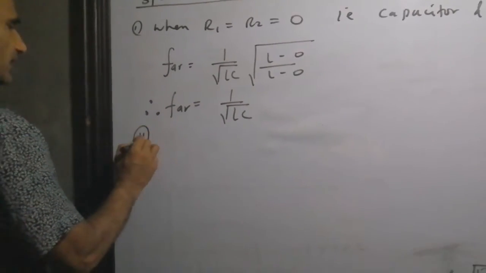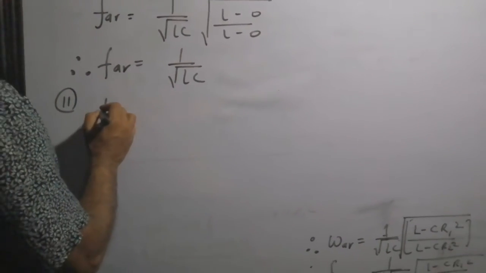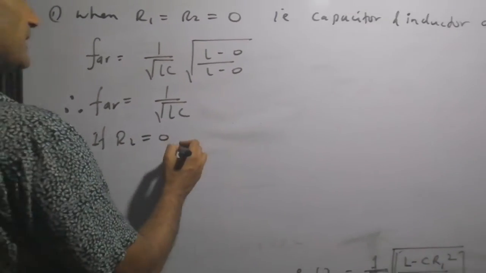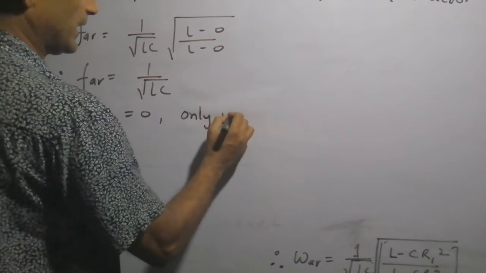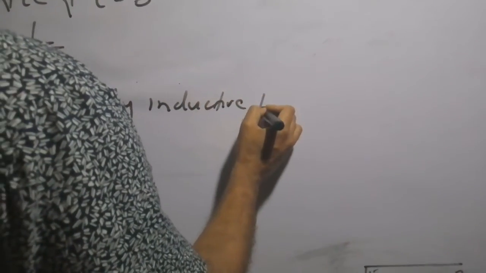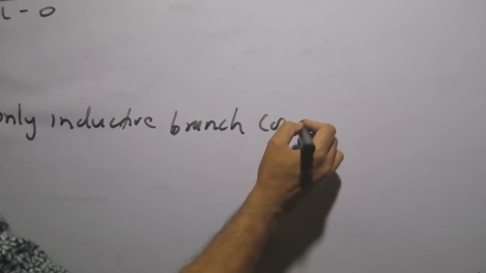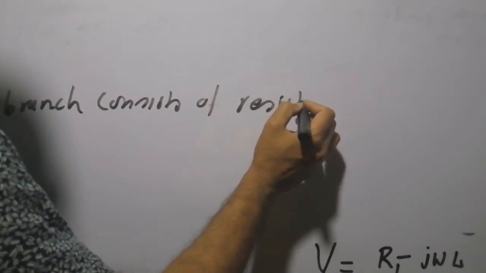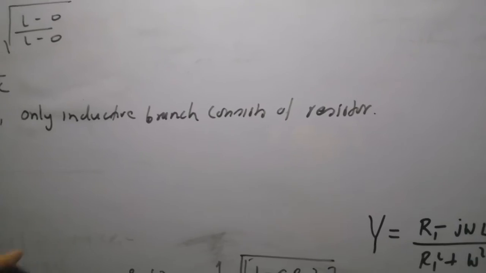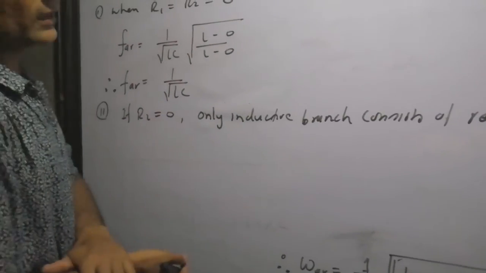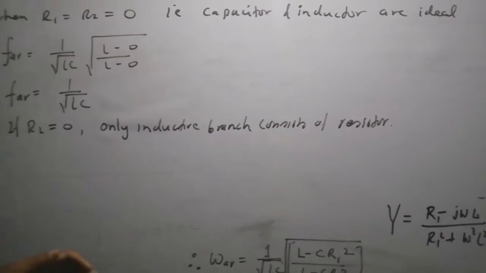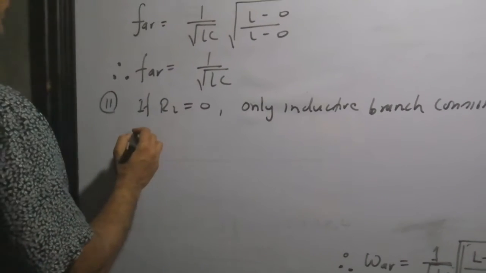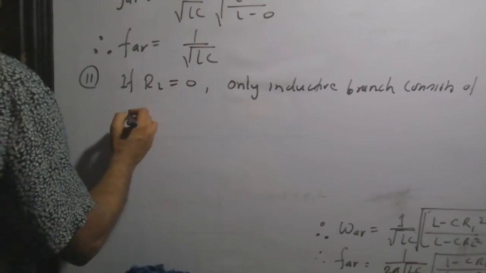Okay, and second case, if R2 equals 0, that is the only inductive branch consists of resistor. This is another case. Actually, this is also a practical case, because capacitors do not have series resistance. So this will also be a practical case. We can get this situation, and in this case, what do we get?